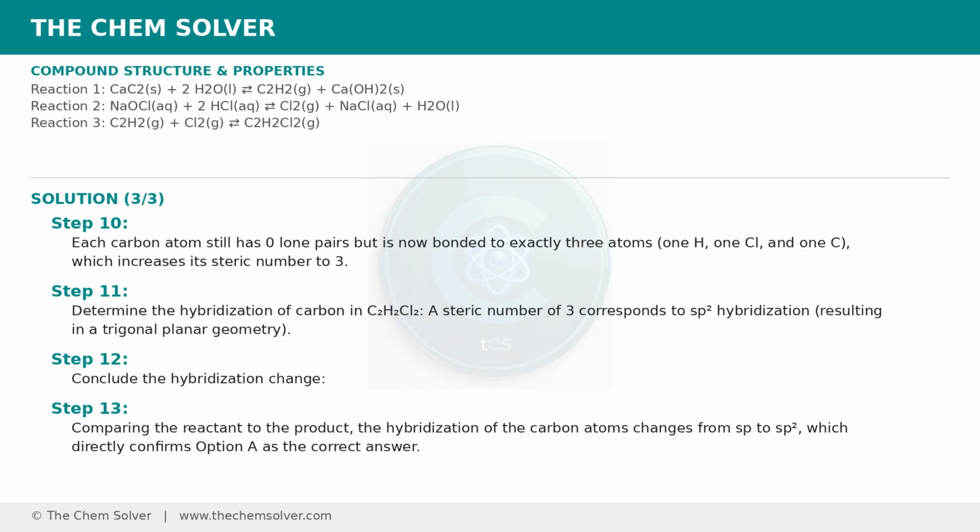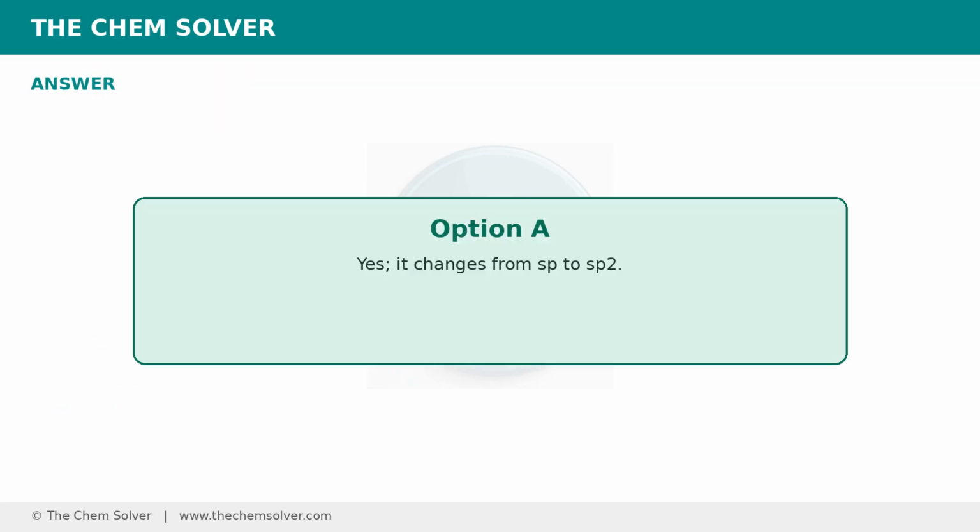Conclude the hybridization change. Comparing the reactant to the product, the hybridization of the carbon atoms changes from sp to sp2, which directly confirms option A as the correct answer. The correct answer is option A. Yes, it changes from sp to sp2.